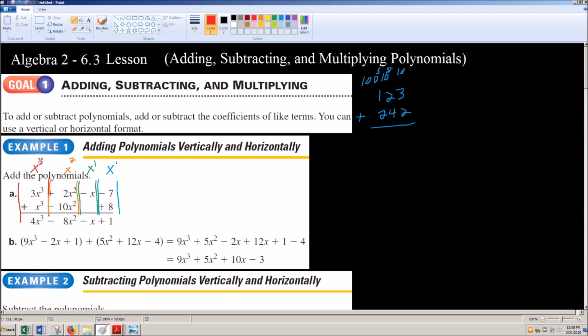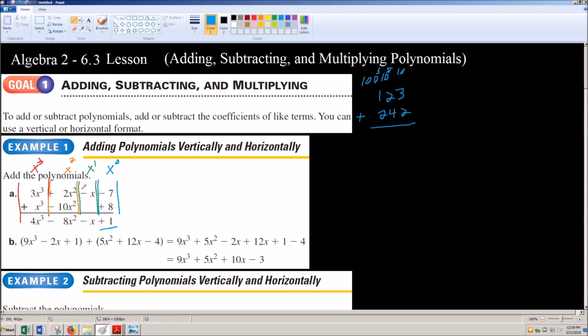As I look at these things, I really need a 0 there. Can't live with that not being 0. There we go. When I'm looking at these, these are my constants. Negative 7 plus 8 is going to give me 1. So that's where this 1 is coming from.